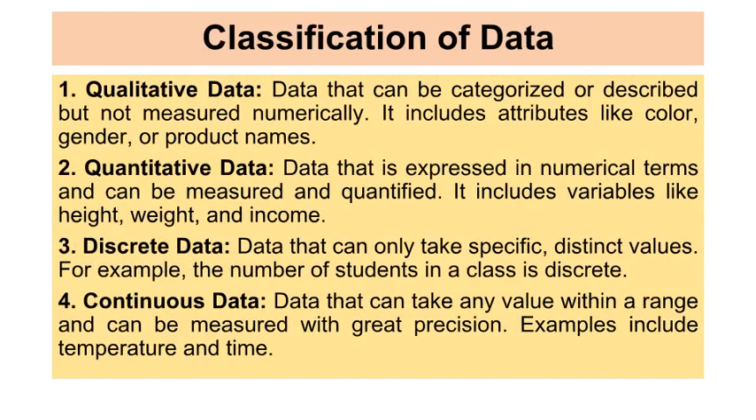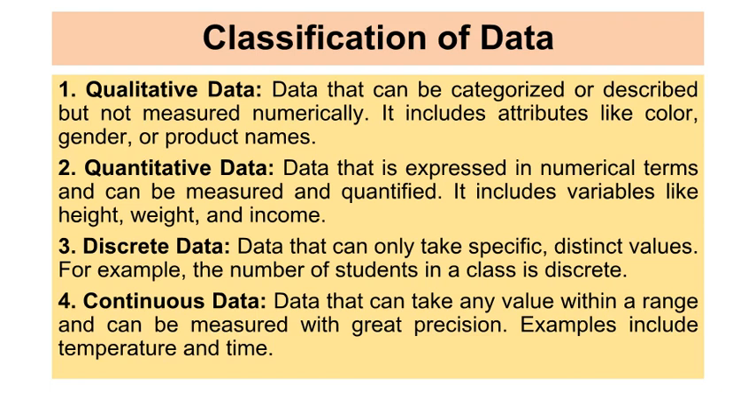1. Qualitative data. Data that can be categorized or described but not measured numerically. It includes attributes like color, gender, or product names. 2. Quantitative data. Data that is expressed in numerical terms and can be measured and quantified. It includes variables like height, weight, and income. 3. Discrete data. Data that can only take specific, distinct values. For example, the number of students in a class is discrete.